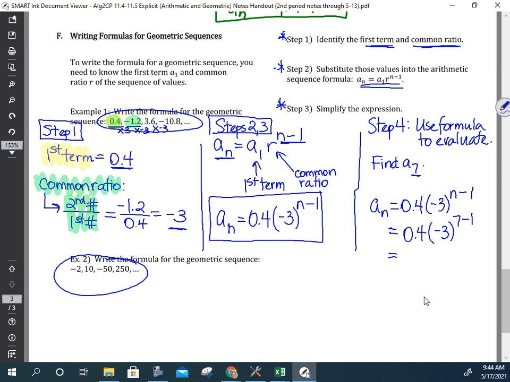So now all you're doing is following order of operations. Parentheses, and then exponents. So 7 minus 1 is 6. -3 raised to the 6th power is 729. Which gives you 291.6.